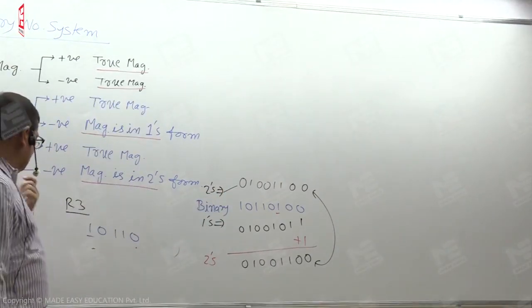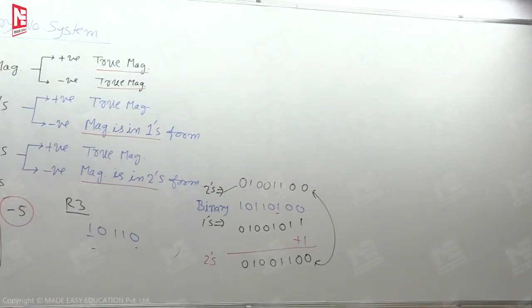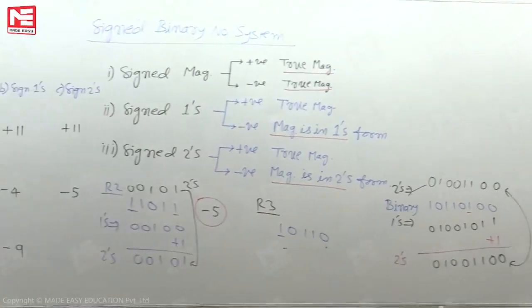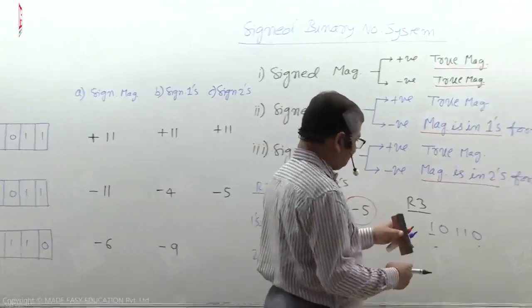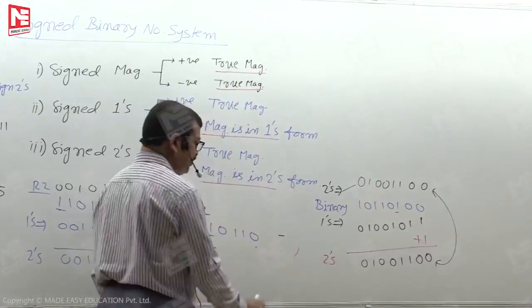So anyway, coming to this question, here we have minus 5. Similarly, for register R3, the MSB bit is 1, so the number is negative.